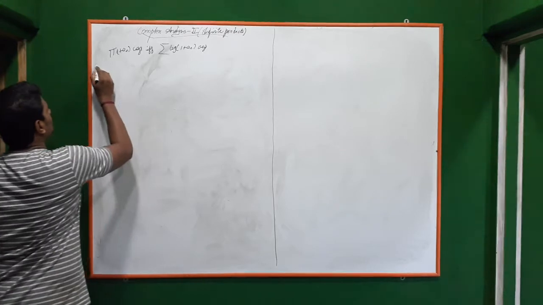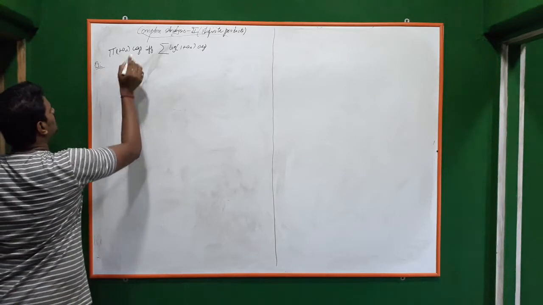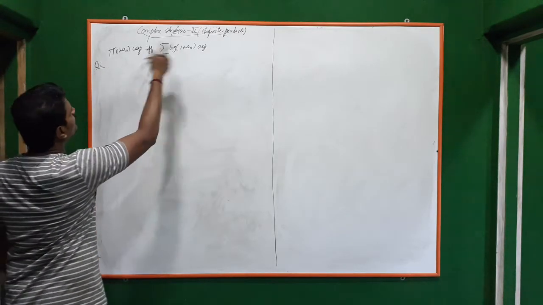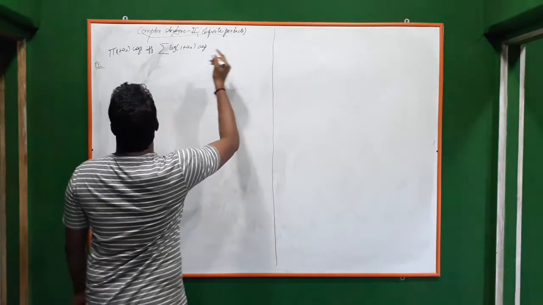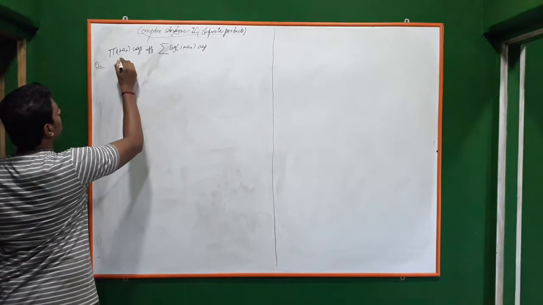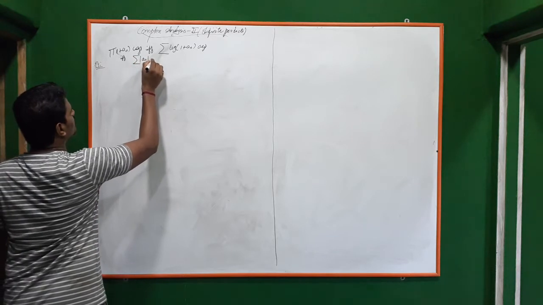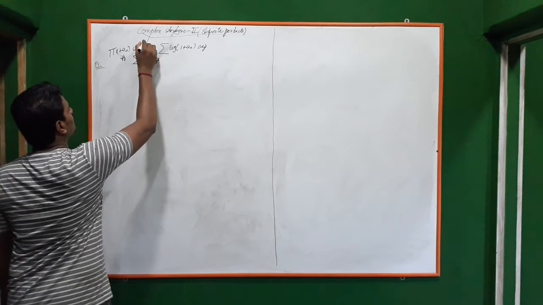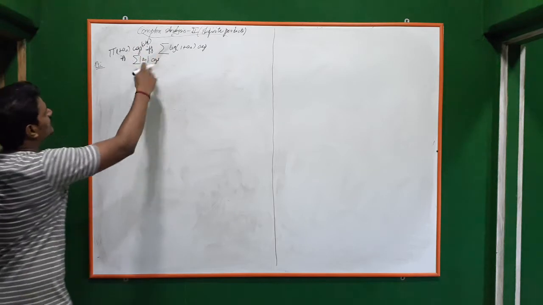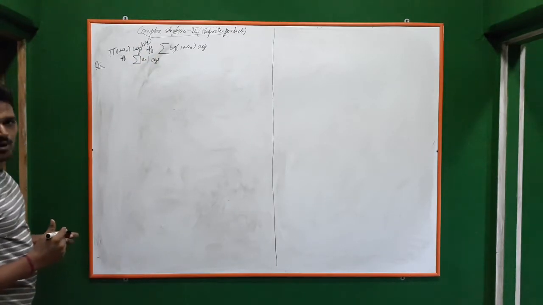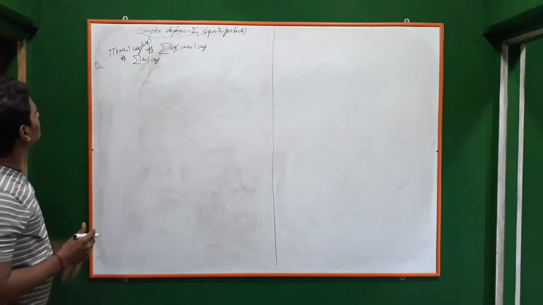So an example of the product. Also we have proved that this converges if and only if summation mod an converges. Correct. This converges absolutely if and only if this summation mod an converges. Correct. 1 plus an.